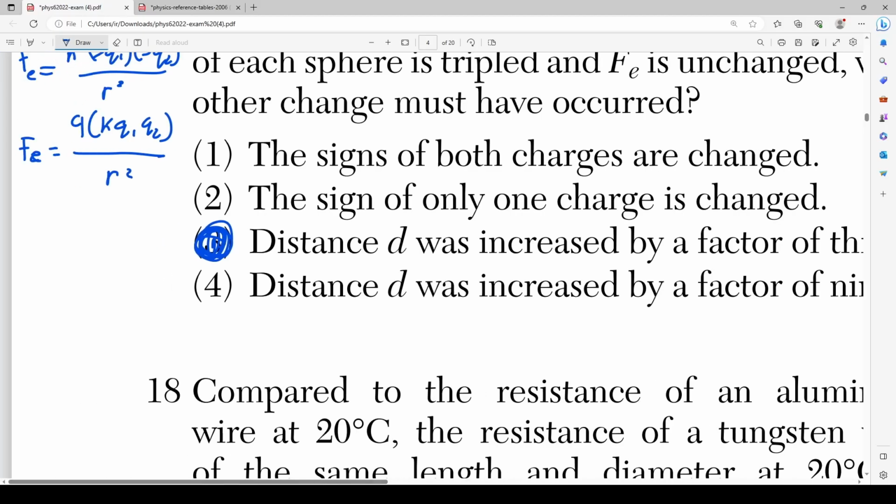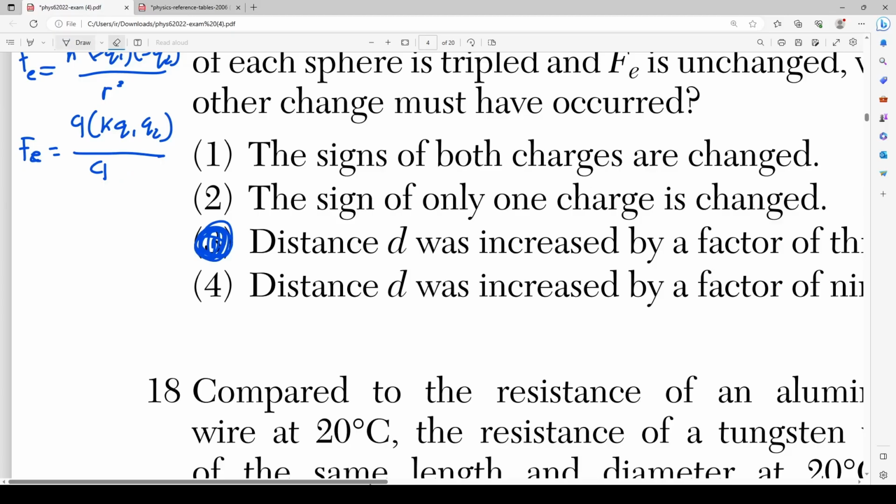Because think about it, right? If my Fe is equal to 9, I need my denominator to also equal 9 so that we can cancel these two values out. My denominator is r squared. So if I increase my r by a factor of 3, and after I square this, I'm left with 3r squared, which is the same thing as saying 9r squared, even though we already squared the r.